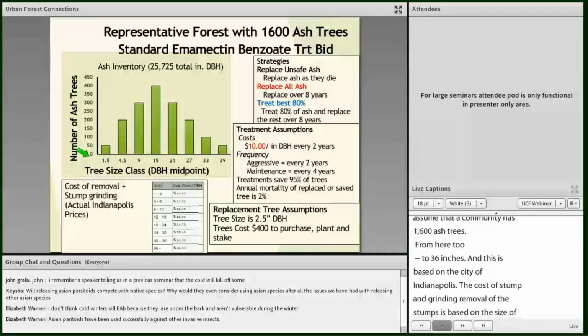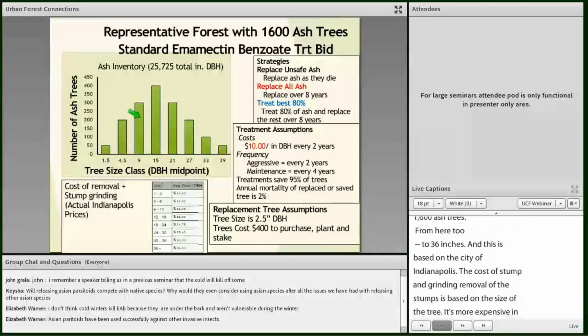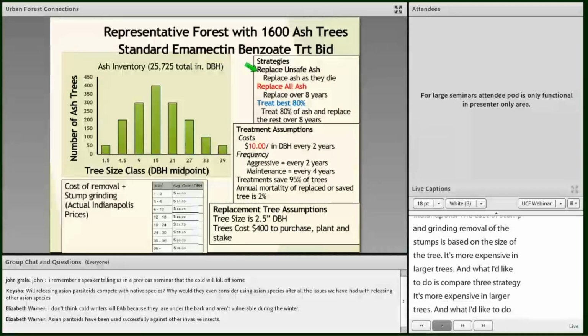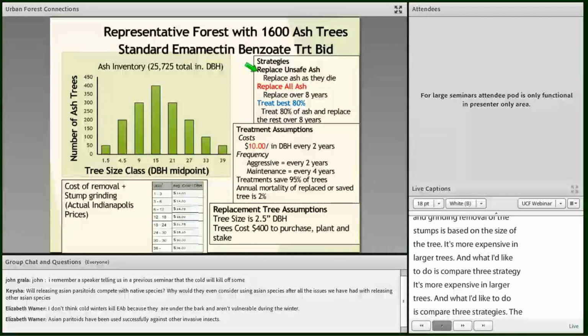And what I like to do is compare three strategies. The first strategy I want to compare is replacing unsafe ash, which uses this doubling mortality curve to estimate the number of trees that are going to have to be replaced as the infestation progresses.